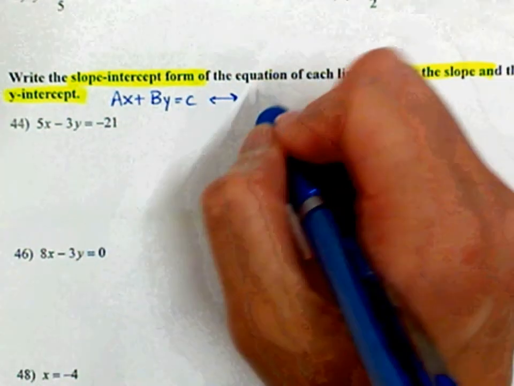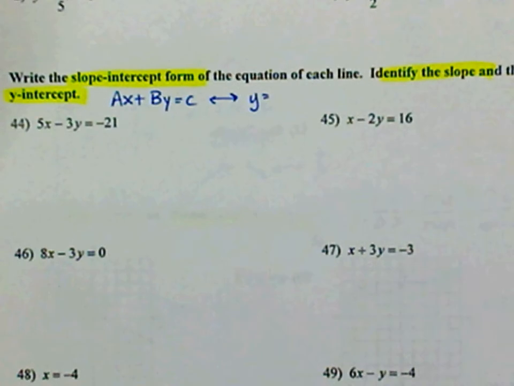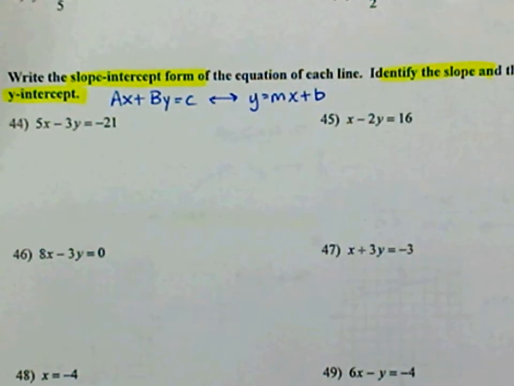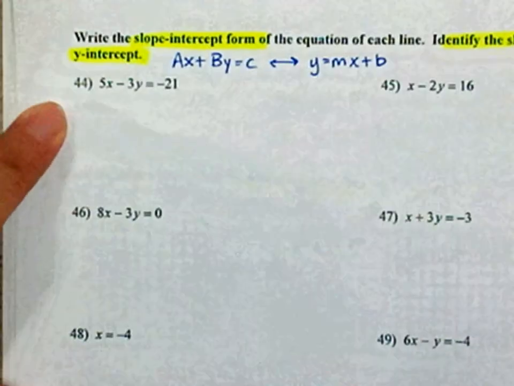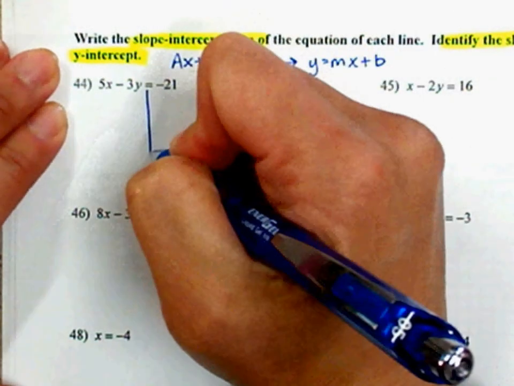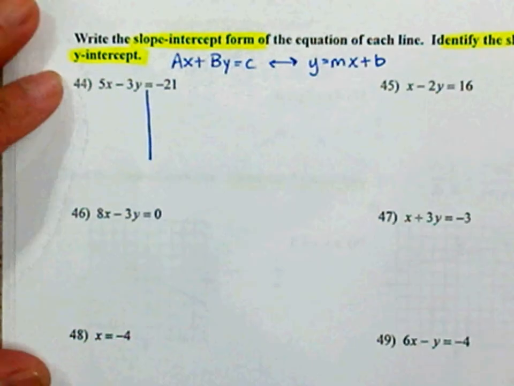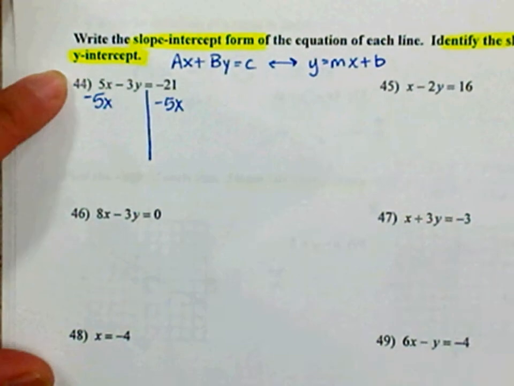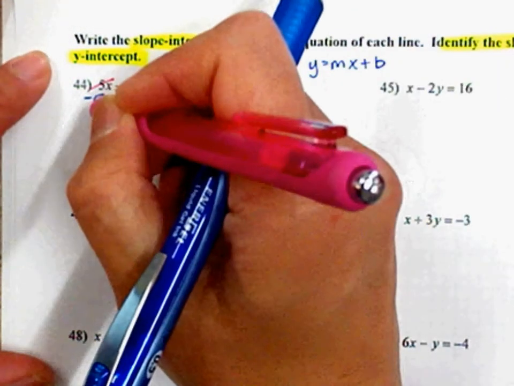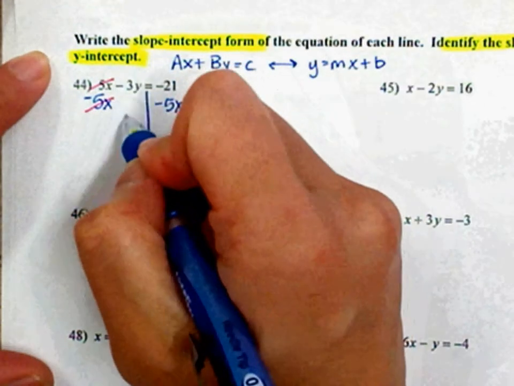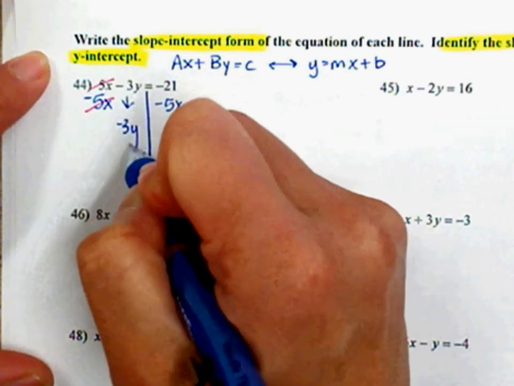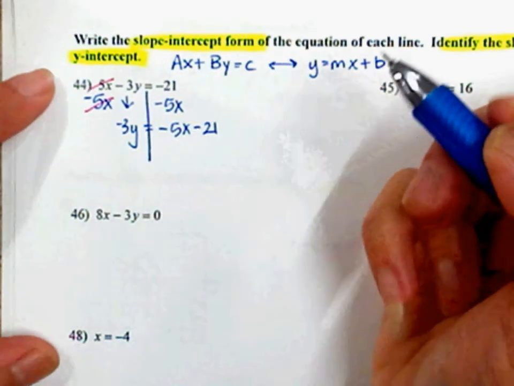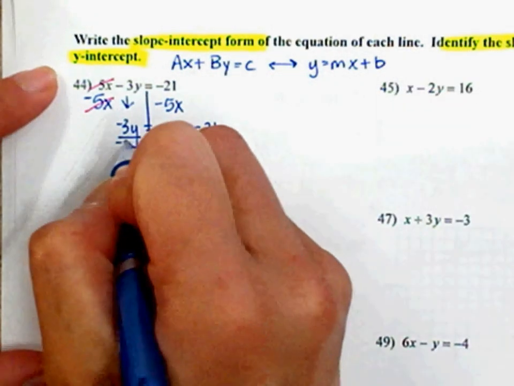Y, and you're trying to make it look like Y equals MX plus B. All right. Good? Okay, let's look at number 44. Okay. Step 1, minus 5x minus 5x. Okay? Cancel, cancel. Bring down -3y equal -5x minus 21. Divide each side by -3. Each one of these by -3.